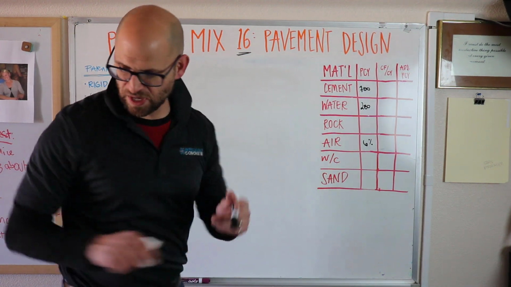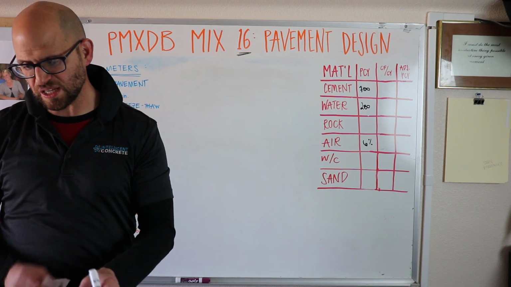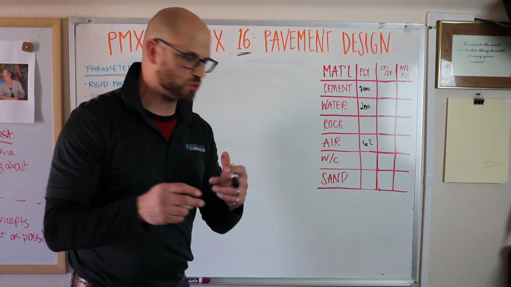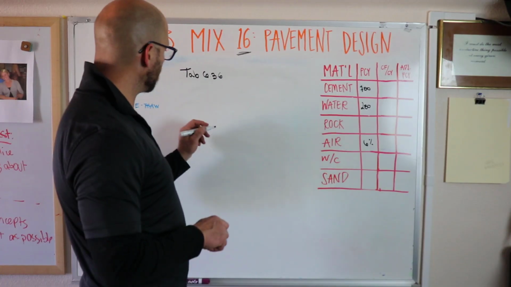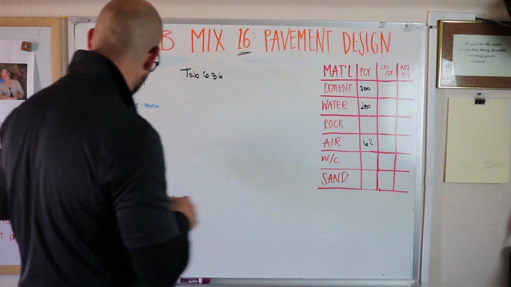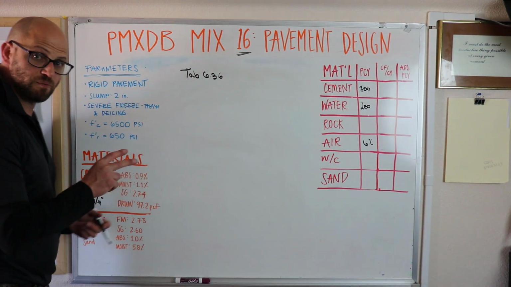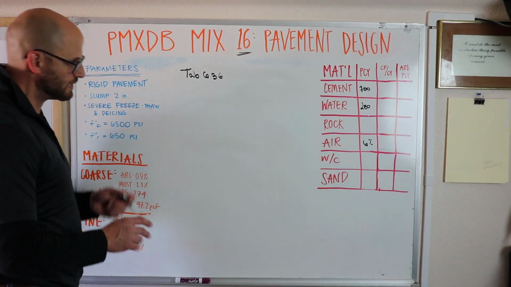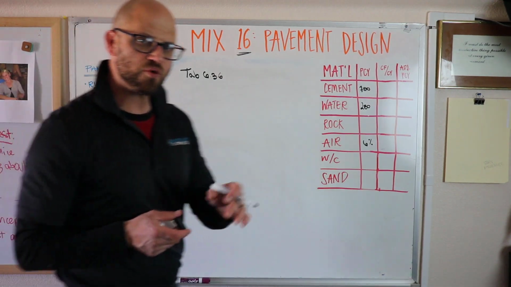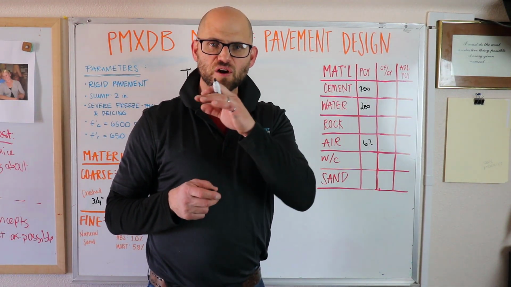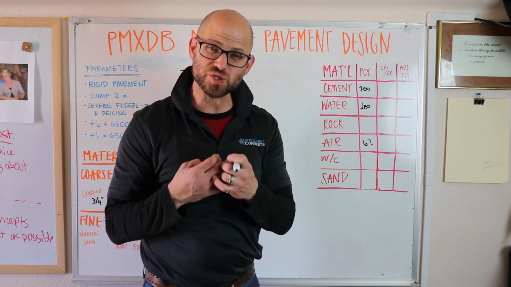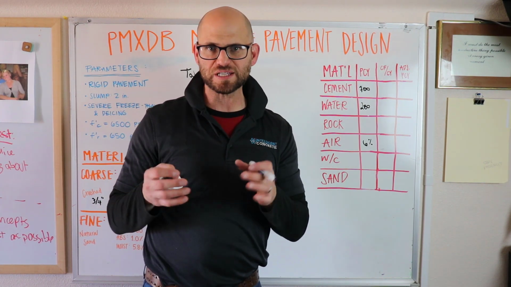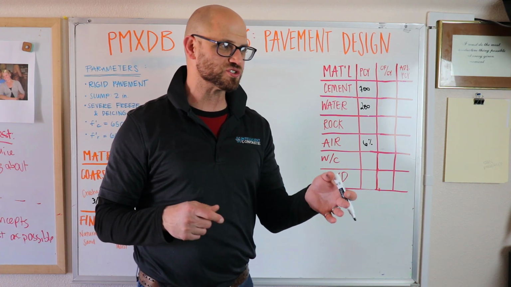All right. So now that we've got that done, we need to start working on our coarse aggregate. We're going to jump over to table 6.3.6, and what we're going to find from that is we've got our information from our coarse and fine aggregate, using our dry rodded unit weight and our fineness modulus. We're going to determine a ratio to use to give us a benchmark on the amount of coarse aggregate that we're using. Now, Haley asked a great question yesterday.